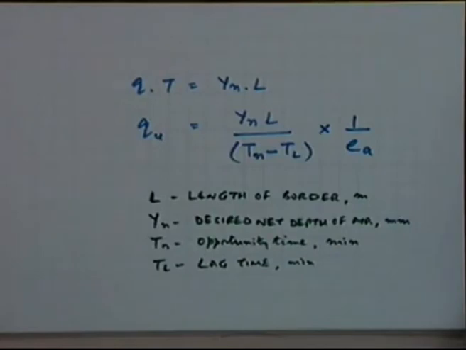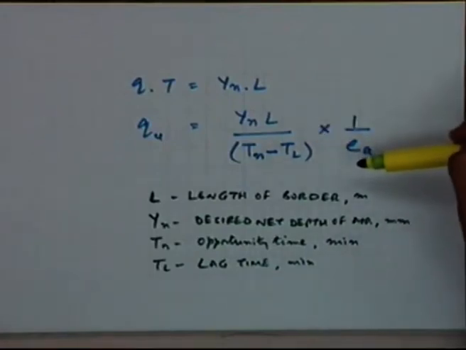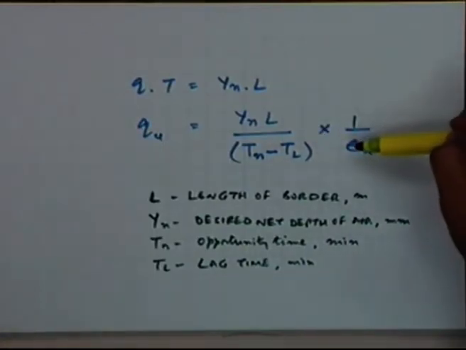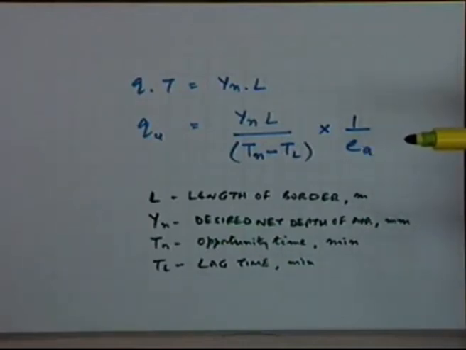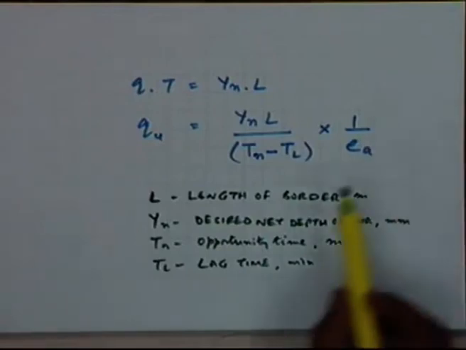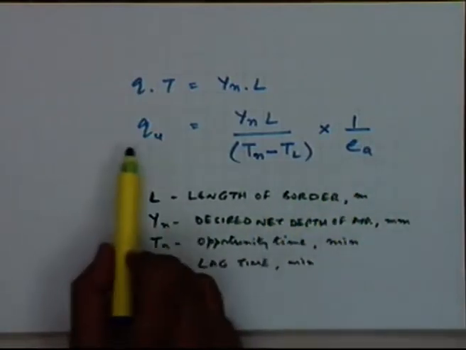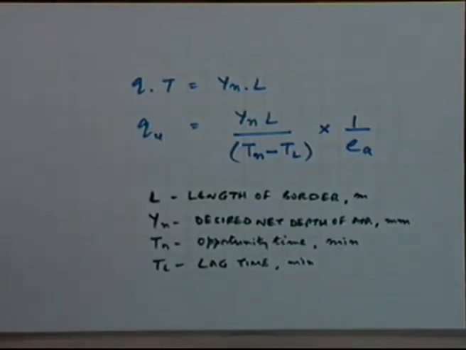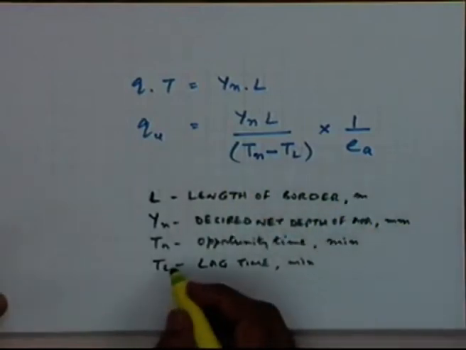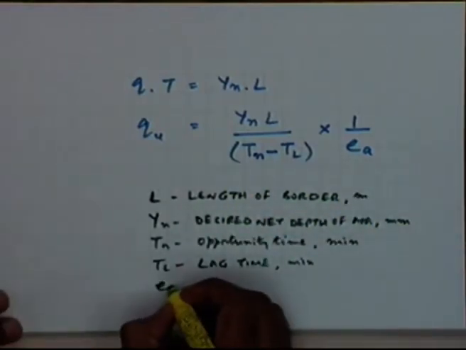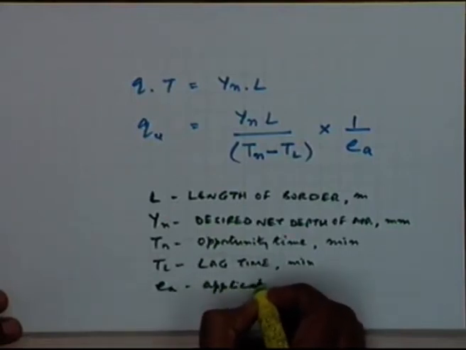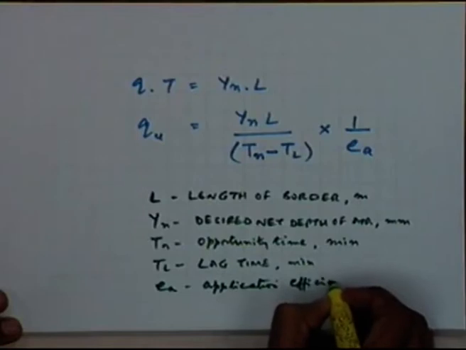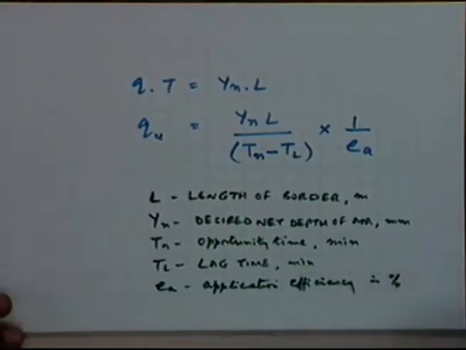We had considered that while applying the water, to achieve this, you might need to apply some more water. So it is a function of how much application efficiency we are achieving. Depending on the application efficiency, you can find out how much is the desirable intake rate. So now this becomes a modified equation where EA is the application efficiency, in percentage.